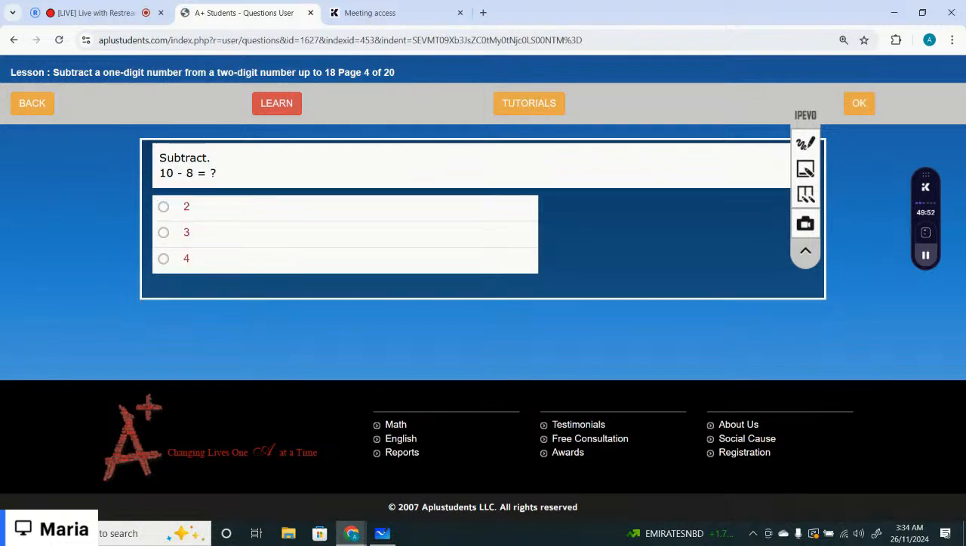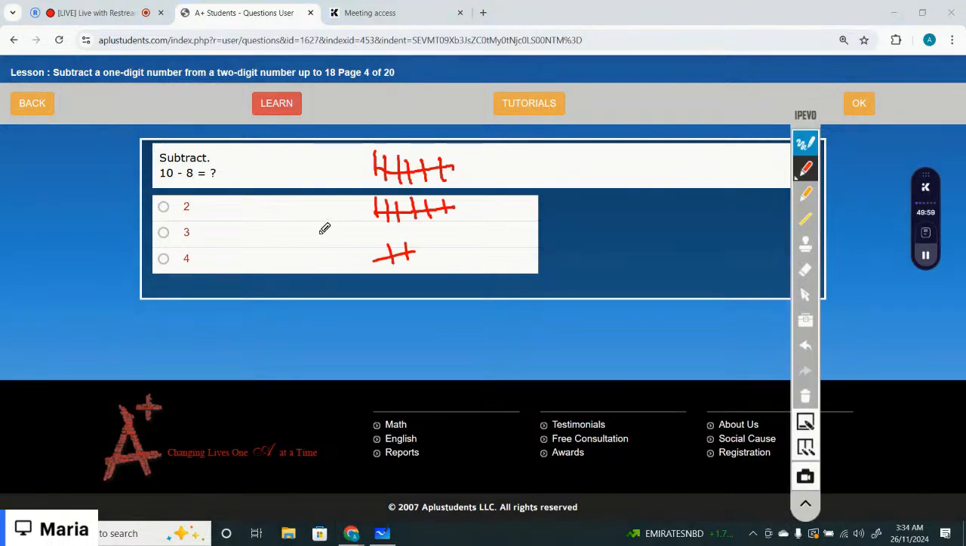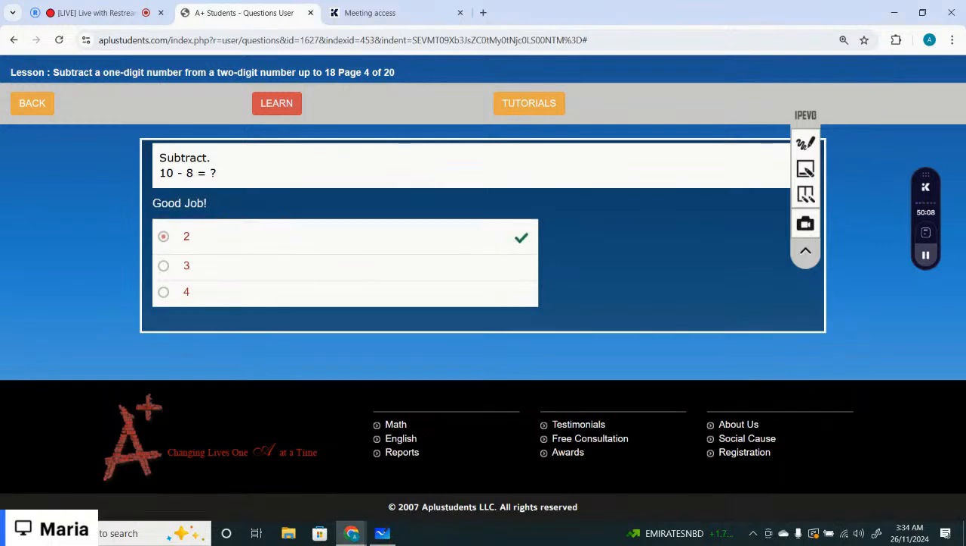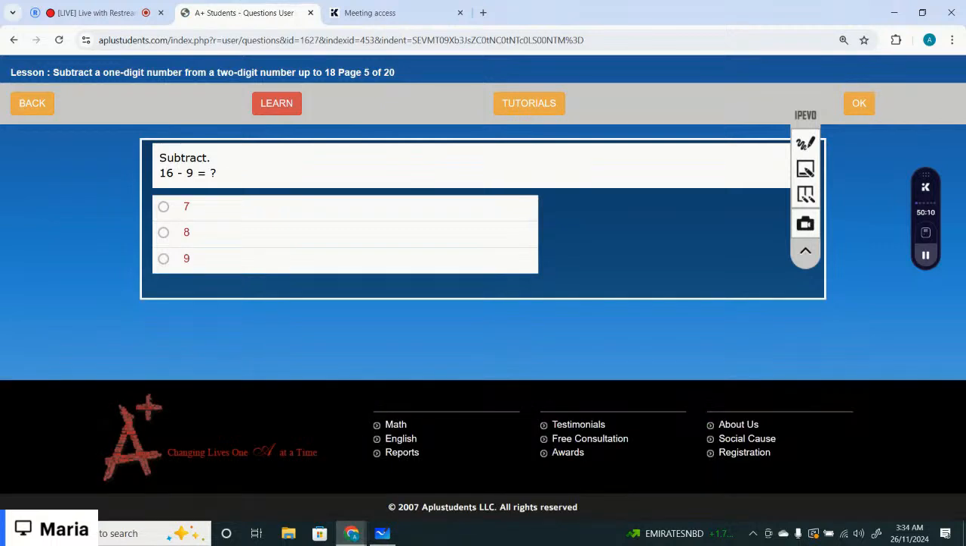10 take away 8, which is the correct option. Start with 8 and count up to 10. 8, 9, 10. So the correct option is option number 1. That is 2.